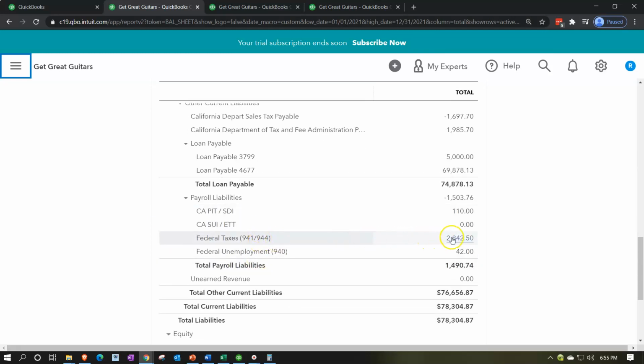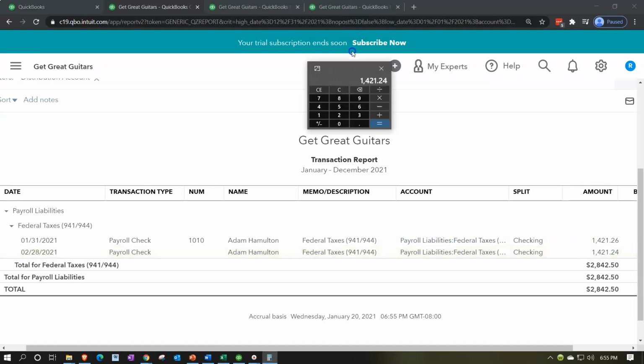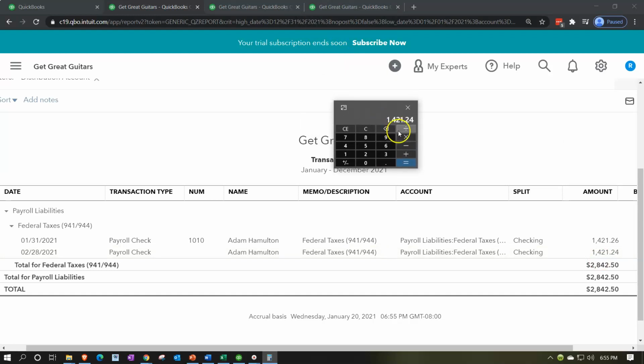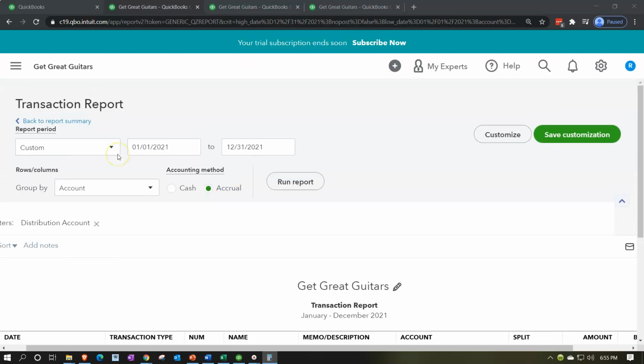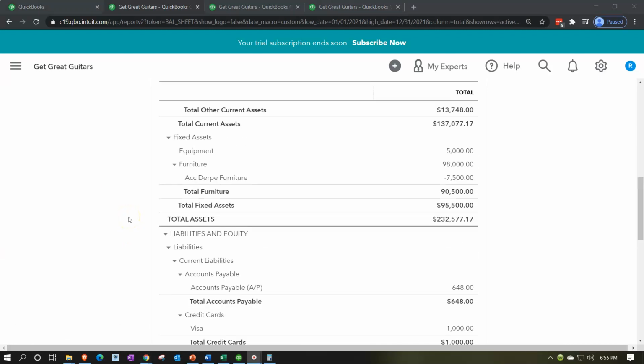The 941s, if we go into that, there it is, the 1421.24, which is the exact number that we were trying to get to. Ironically, we got to the exact number we were trying to do. So then we're going to go back to the balance sheet. Note that we included both the employer and employee portion on that liability for the taxes.